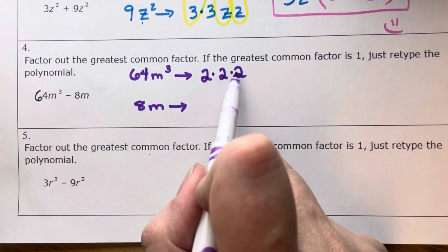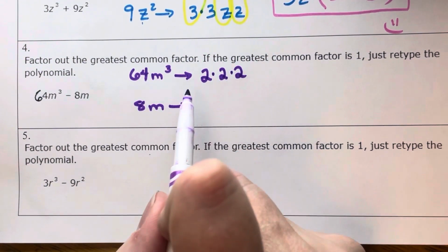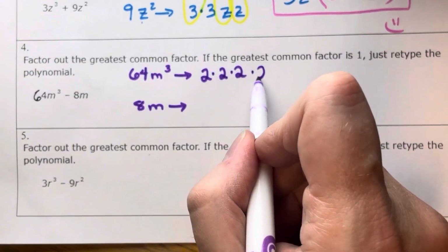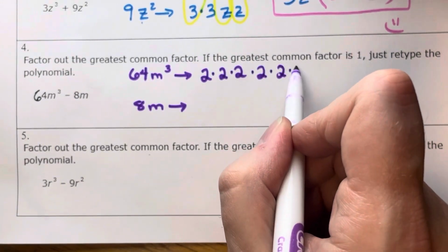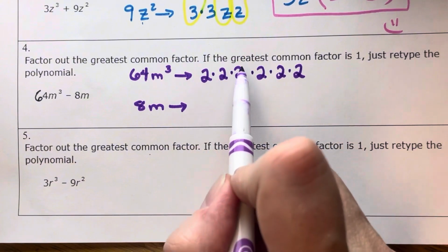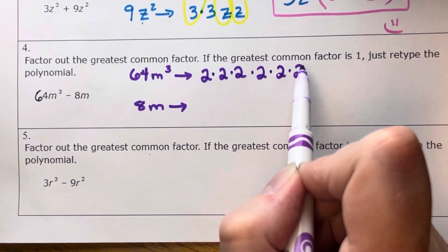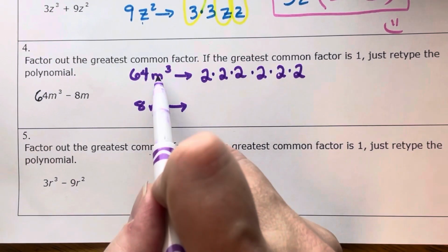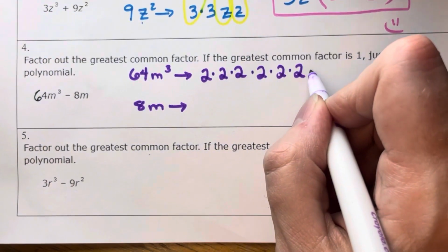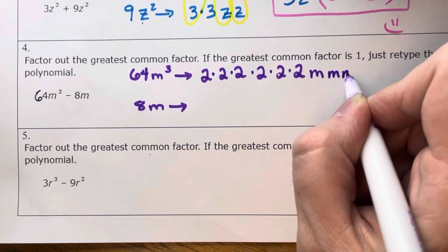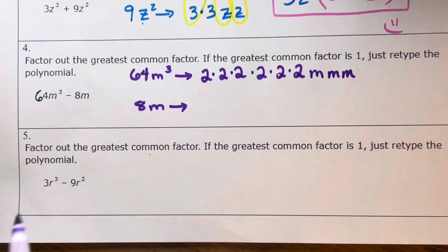2 times 2 times 2 makes 8. And we have another set of 2's for that second 8. All right. So the first 3 2's came from the first 8. The second 3 2's came from the second 8. And as the case would be, I have an m cubed. So let's acknowledge all 3 of those m's.